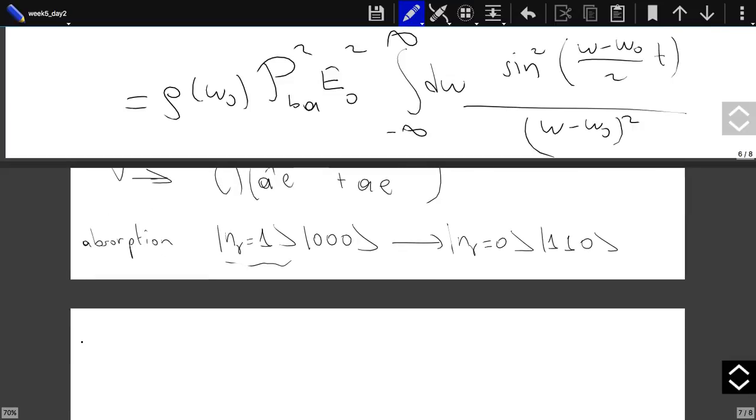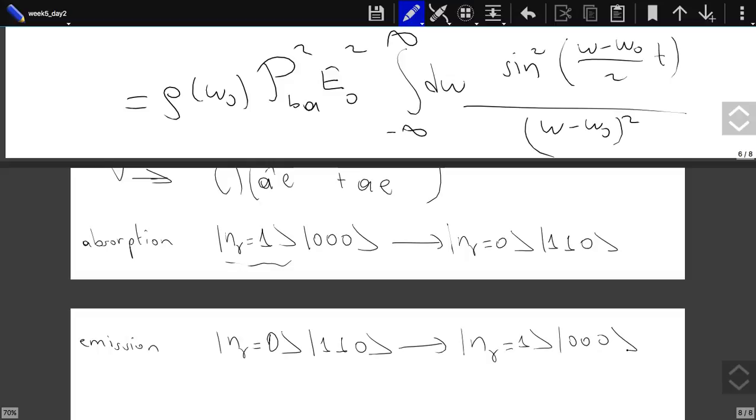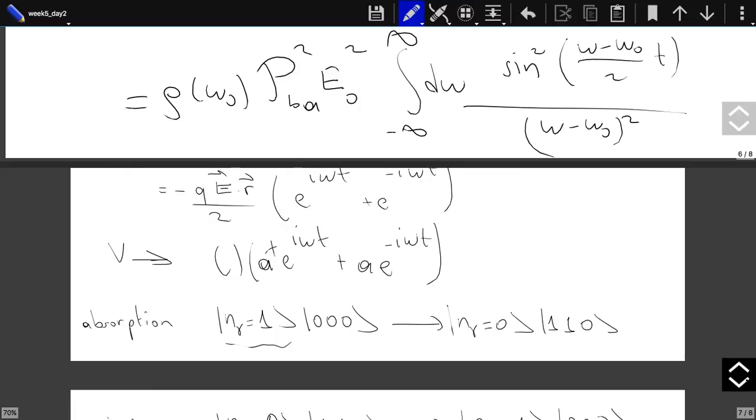And for the emission, we start with 0 photons initially, and now we have the 1, 1, 0 state, the excited state, and then this gets de-excited into N gamma equal to 1, 0, 0, 0 state. Just the opposite reaction. This is what we call the emission. And the energy packets corresponding to this frequency omega are what we call the photons.